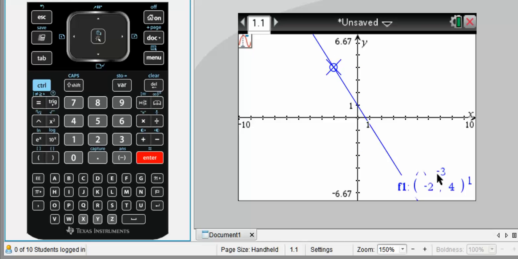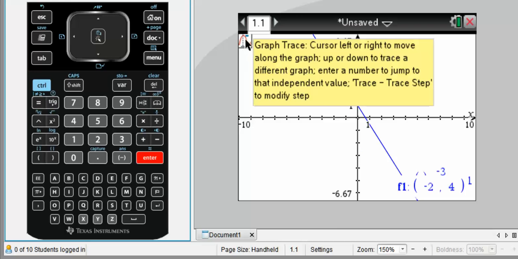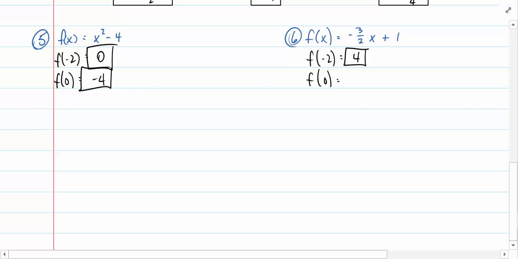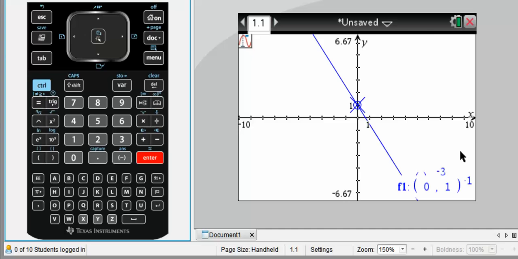Now, f evaluated at 0. Again, the graphs trace command is on. We can see that in the upper left-hand corner. I'll type the number 0. Again, there was no cursor for me to select, no text box for me to choose. I'll just press the number 0, and it'll automatically pop up on screen. And I'll press enter, and it shows me the result here, 0, 1. So f evaluated at 0, or f of 0, is equal to 1.